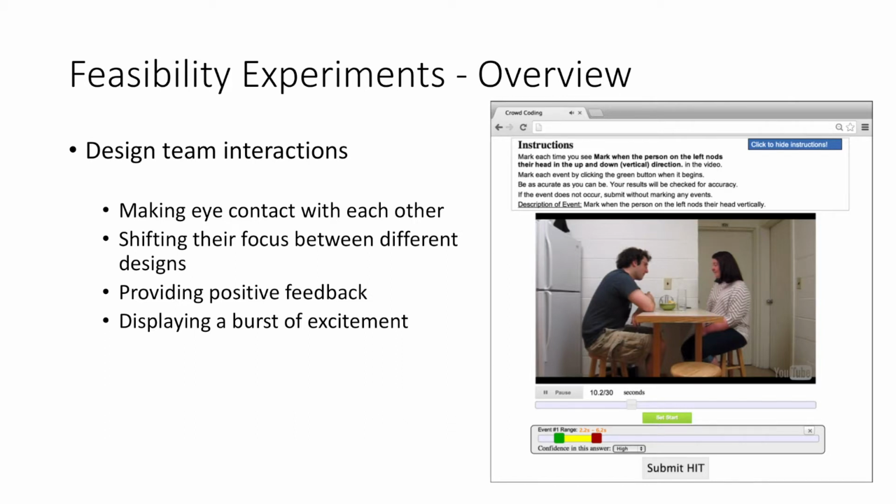And the second data set is the design team interactions. It's a human subject experiment where two people work together on a design task and provide feedback to each other on their designs. The data comprised 30 seconds of interaction with 10 different pairs of people, coded for 4 different behavior events. Workers will mark segments of video when the designers were making eye contact with each other, shifting their focus between different designs, providing positive feedback, or displaying a burst of excitement.